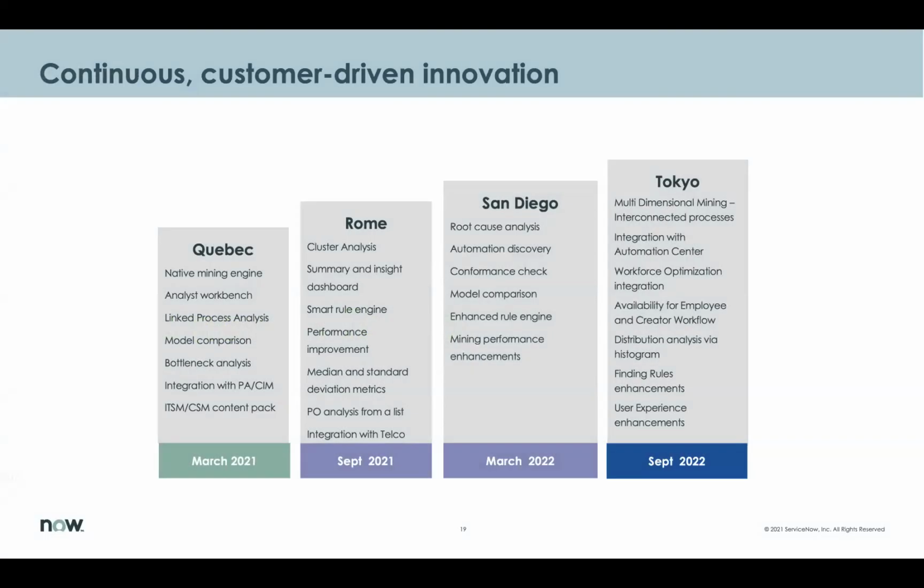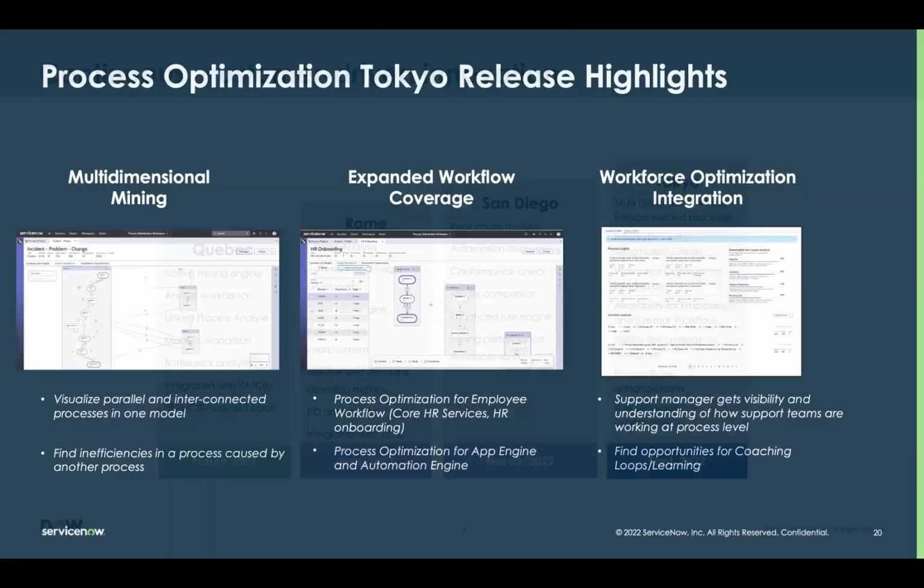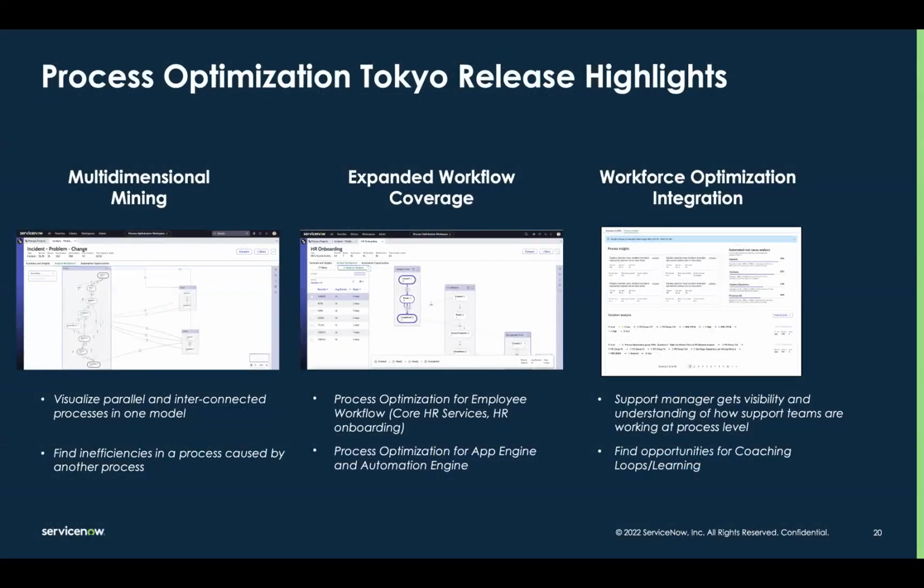So you may or may not know that process optimization was initially released in the Quebec timeframe, the Quebec release. And just in this span of 4 releases, look at all the significant enhancements that we've made to the product, right? And Tokyo is no different, right? We've added a slew of new capabilities and enhancements to the product in this release. Now, when we focus on Tokyo, I like to say there's a big 3 when it comes to capabilities, and then a number of other enhancements that we'll dive into individually.